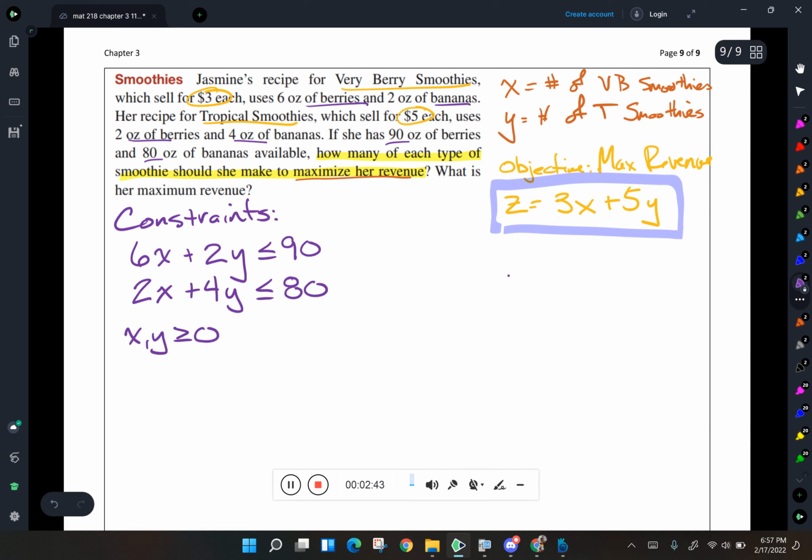And again, this is another one where it would also make sense to say that I have to have integer values. I can't have a half of a smoothie.